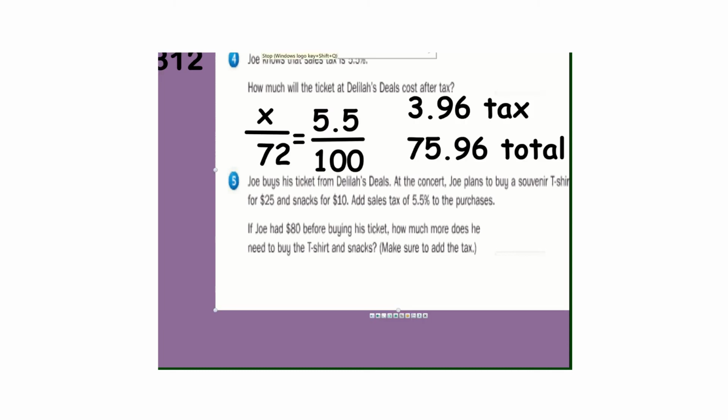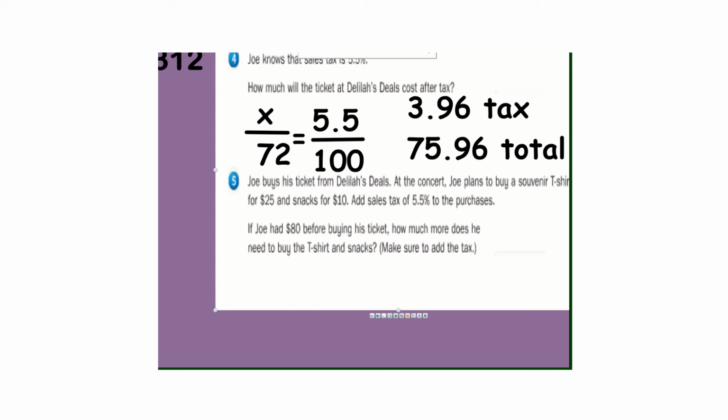Okay, I set this one up for you. 5.5% of 72, and you're going to get $3.96. That's the tax that they'll pay. So if the ticket is $72 and they're paying $3.96, that's a $75.96 total. So for number 5, Joe's going to buy his ticket from Delilah Deals.